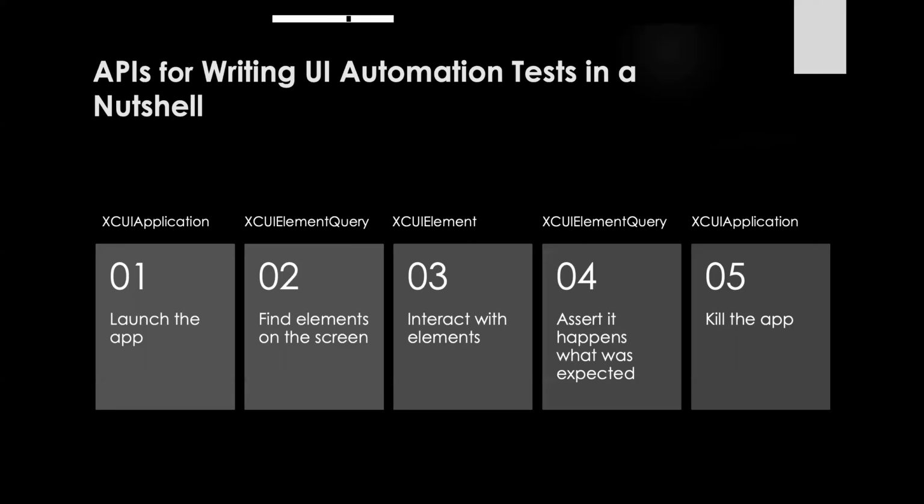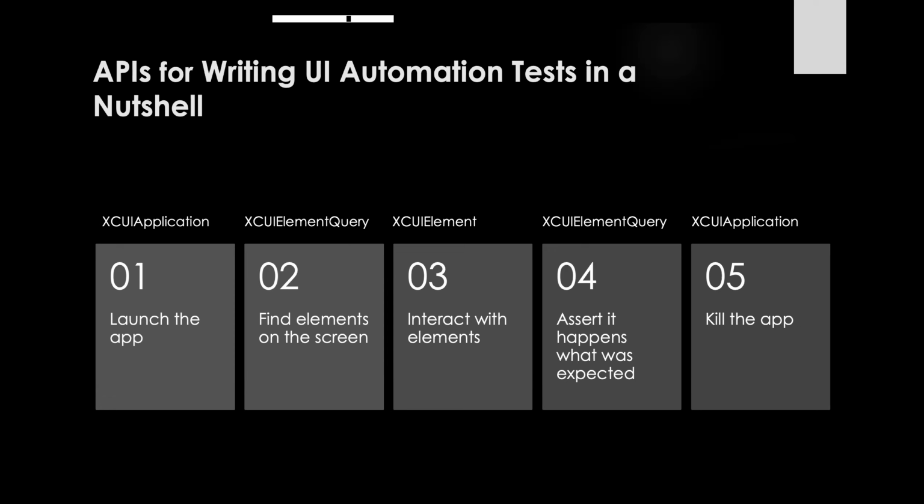For example, in one usual test, you would have to launch the app, find elements on the screen, interact with these elements, and then tap a button or search for something, and then you would assert that what was expected happened, right? And then afterwards you would kill the app.